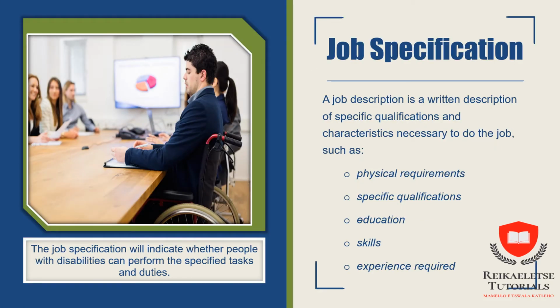Job specification is a written document of specific qualifications and characteristics necessary to do the job, such as physical requirements, specific qualifications, education, skills, experience required, and then also you will find that I placed a note here that the job specification will indicate whether people with disabilities can perform the specific tasks and duties. So basically, the job specifications identify the suitable person, or tells you who is the suitable person who may apply for the job and who needs to be appointed for a particular post.